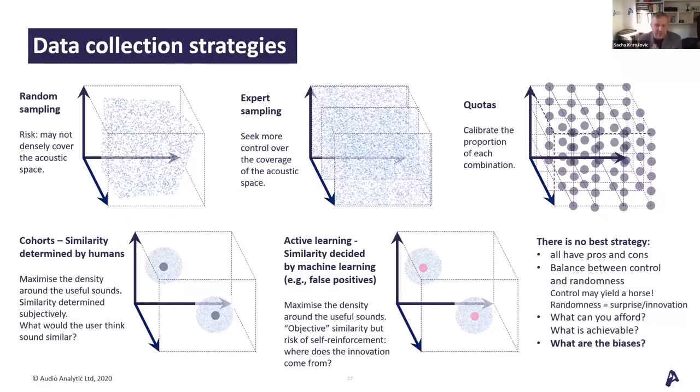If you do too much control, that might be a problem, because you might be self-persuading yourself that your data set is the right one. Randomness brings more surprise and innovation, but you need a lot more quantity of data to cover the whole space.